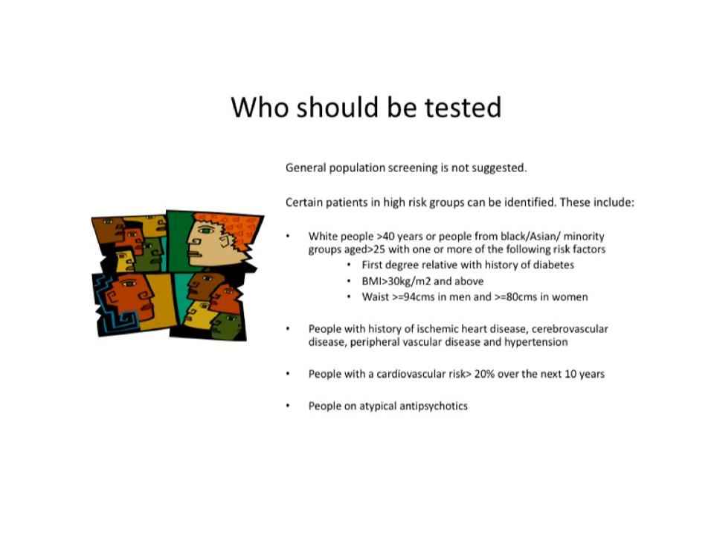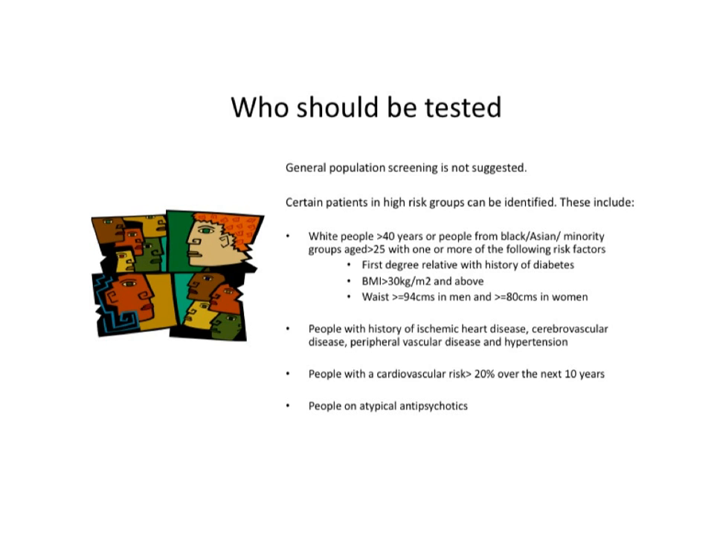Other groups should also be screened. These include people with a history of ischemic heart disease, cerebrovascular disease, peripheral vascular disease and hypertension, people with a cardiovascular risk score of greater than 20% over the next 10 years, and people on certain medications such as atypical antipsychotics.